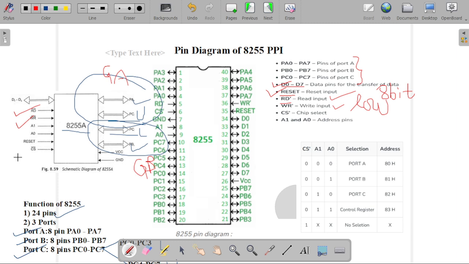Now the chip select signal is also a low signal. It is used for selecting our address lines. There are 2 address lines available in our 8255 PPI, A0 and A1. These are called address pins. So here these 2 address pins are available, and we have the chip select signal, that is CS bar. That is called the chip select, and this is our low signal.